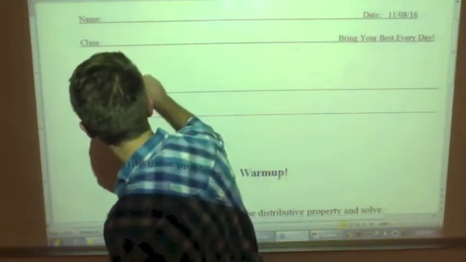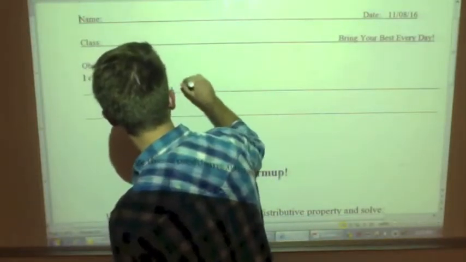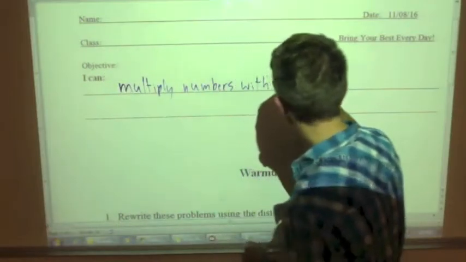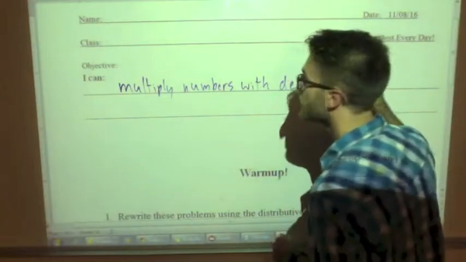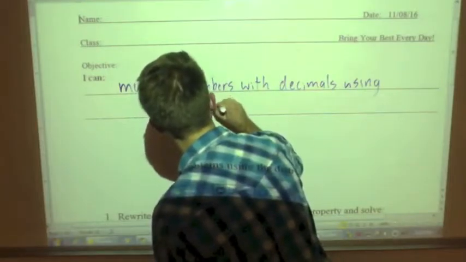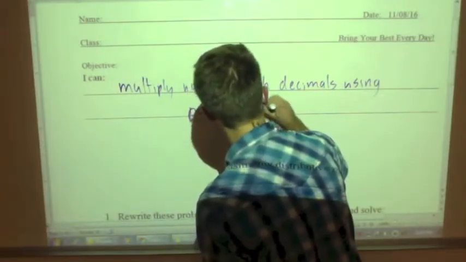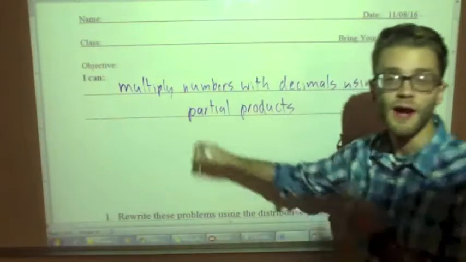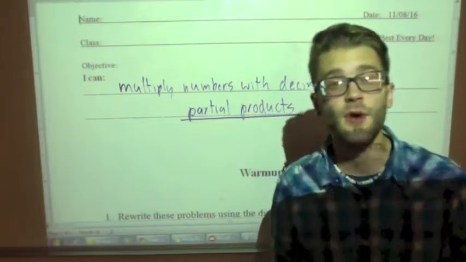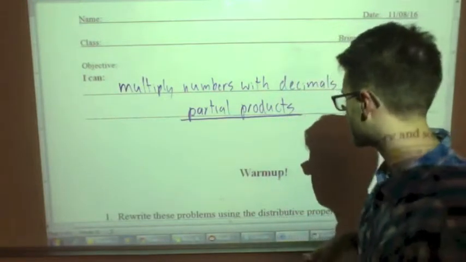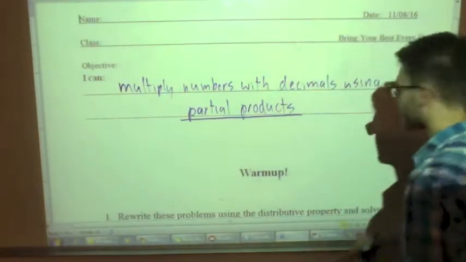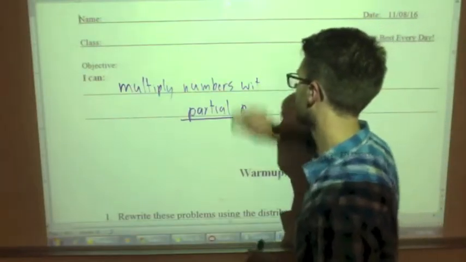So I can multiply numbers with decimals using partial products. If I were you, I would underline partial products. That's a key term, something that you'll be learning what that is in just a moment. So it's okay that you don't know it just this moment. So go ahead and look at the bottom of this page. We're going to start working on the warm-up in just a moment.